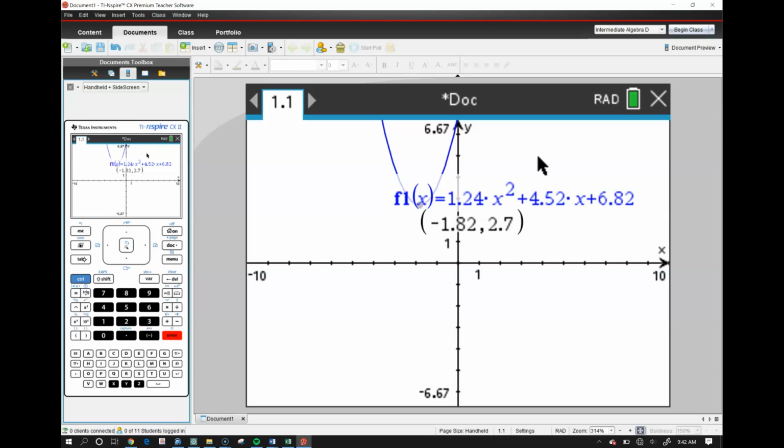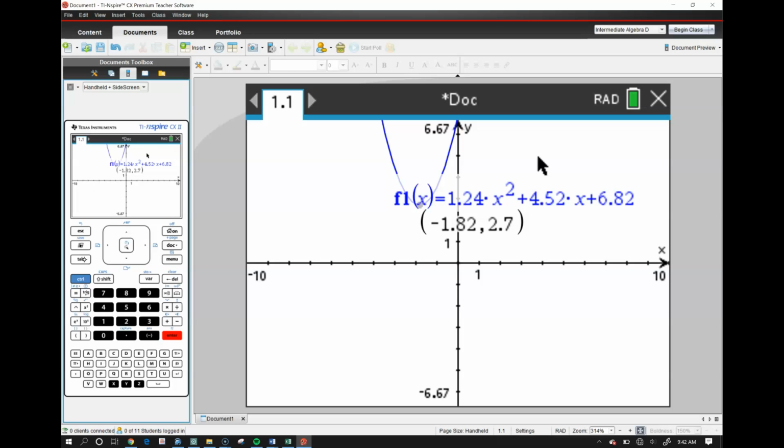But a question I would give you is, does it have a min or max, and find the vertex. How do you find the vertex? Menu, analyze graph, minimum, left bound, right bound, and it pops up. Easy question for you to get. It's literally using your calculator.